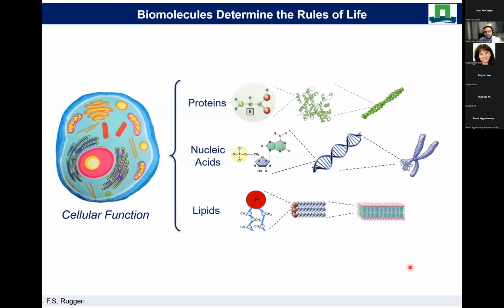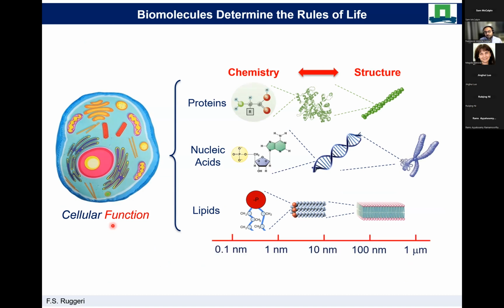And this is in general important. What we know is that biomolecules determine the rules of life, and we know that there is a very important correlation between the chemical and structural properties of biomolecules, and of proteins in particular, and their cellular function or malfunction. We also know that it's difficult to study these at a single molecule scale because these species have nanoscale dimensions.